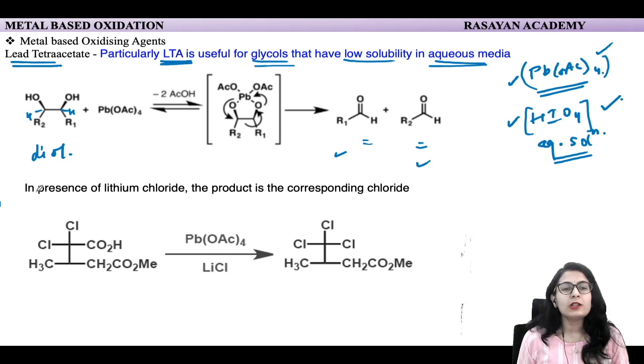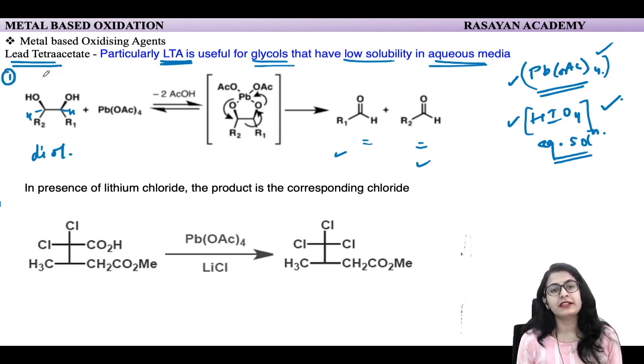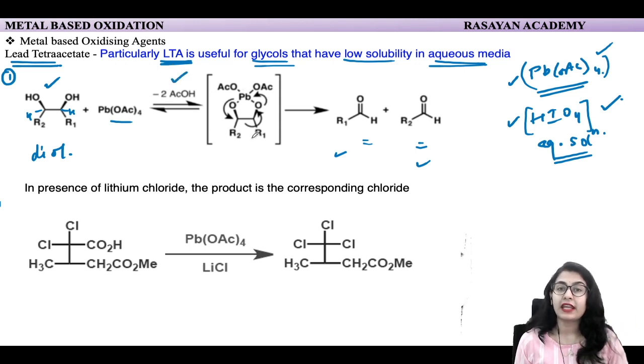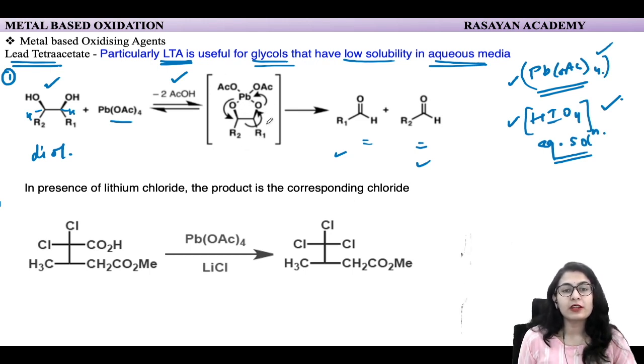Now, also, this is the most popular reaction of lead tetraacetate, in which it is going to react with the diol, vicinal diol, and it's going to eliminate 2 moles of acetic acid. It's going to give you this acetate ester, cyclic ester, 5-membered ring, and that is going to break up in this way to give you two different kind of aldehydes.